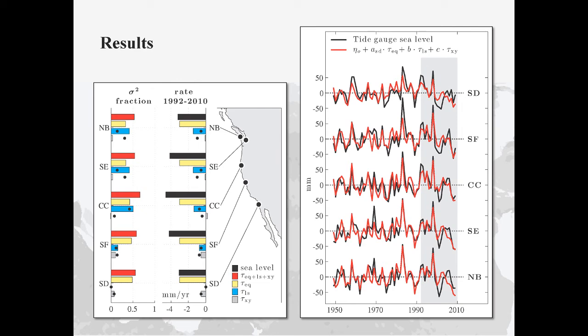And you can see that we do pretty well. We get a lot of the interannual variability as well as some of the lower frequency variability. I've highlighted this recent period. You can see that there's a trend in the sea level, and it's accounted for fairly well by the wind stress time series.